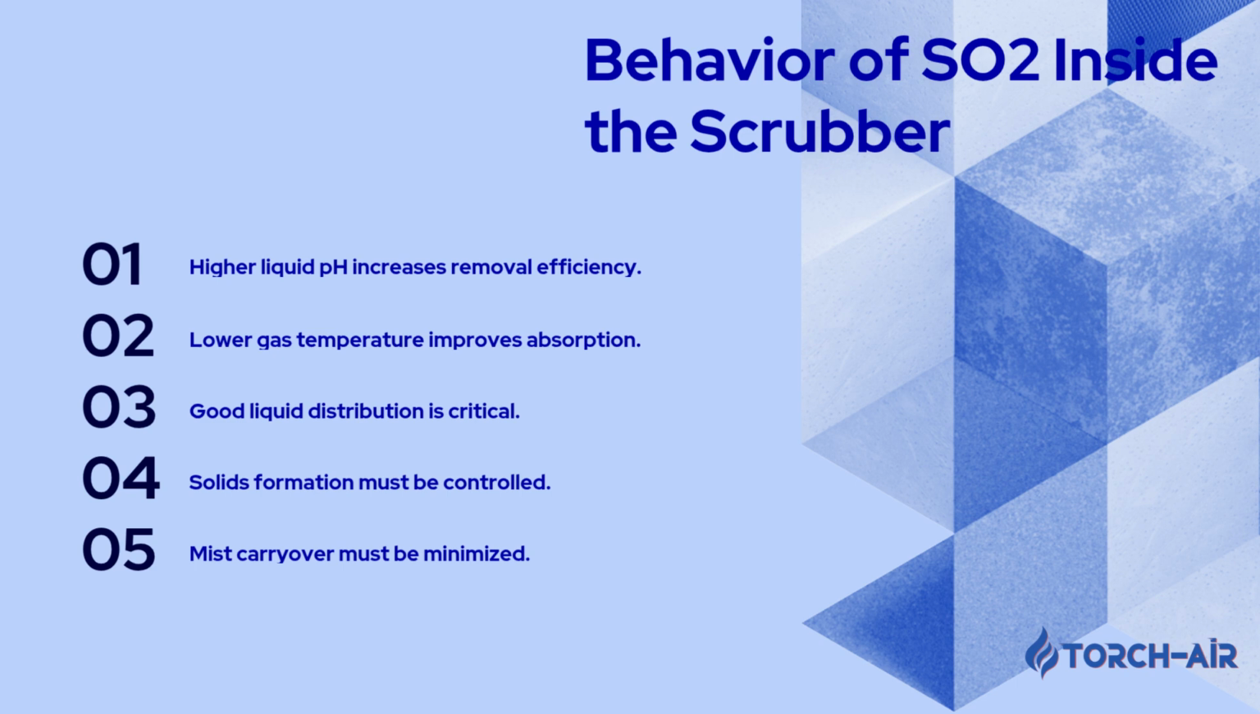Behavior of SO2 inside the scrubber. First, higher liquid pH increases removal efficiency. Second, lower gas temperature improves absorption. Third, good liquid distribution is critical. Fourth, solids formation must be controlled. Fifth, mist carryover must be minimized. Poor internal design leads to acid breakthrough and corrosion.